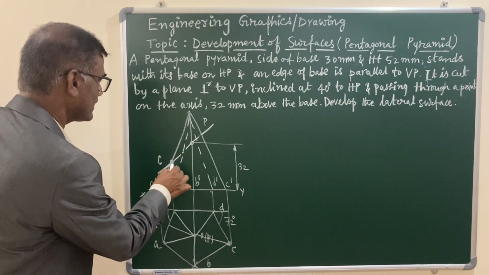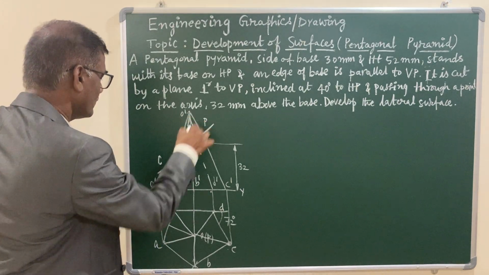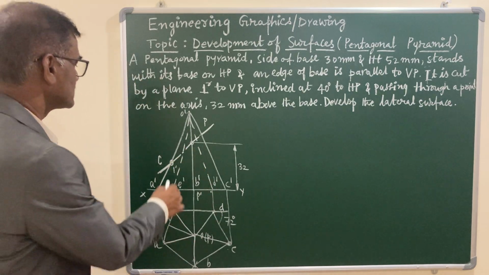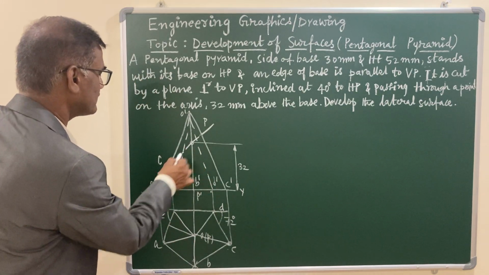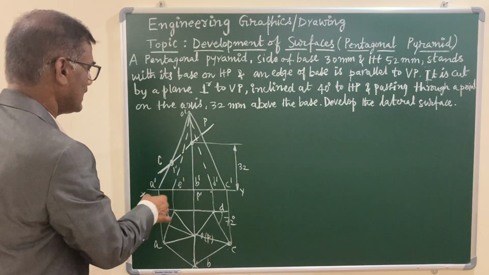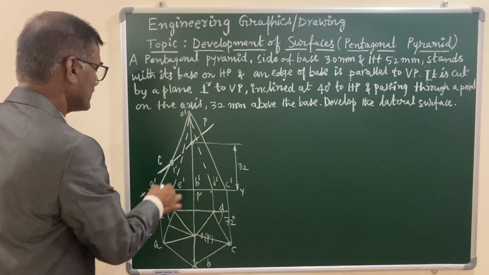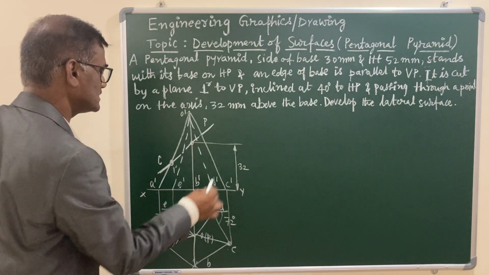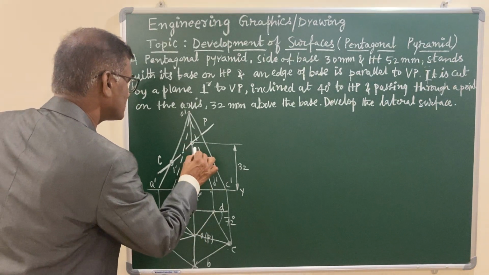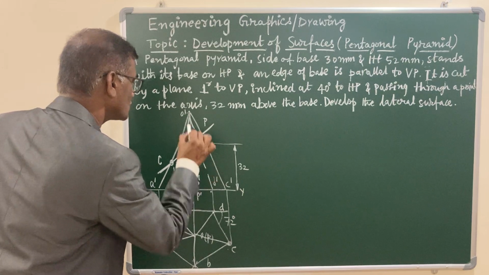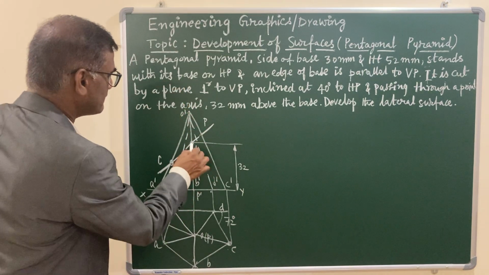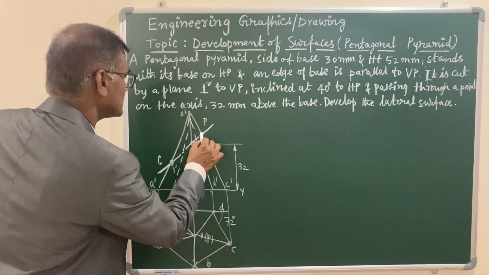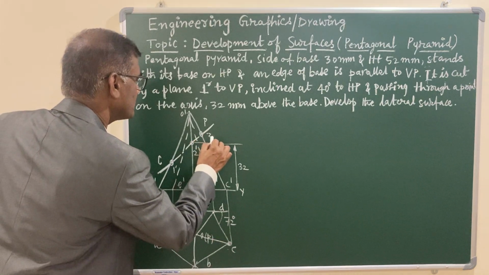So here 1 prime is on O prime A prime. 1 prime is the point of intersection between the cutting plane and the slant edge O prime A prime. And the next is OB. So this is your OB, and this point you can call 2 prime. 2 prime is on O prime B prime. And lastly, this is your 3 prime.